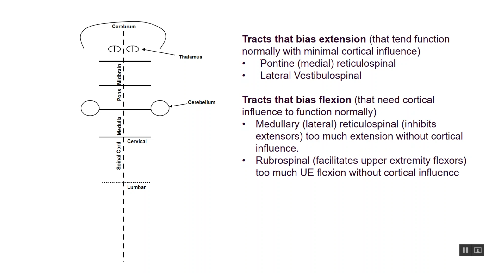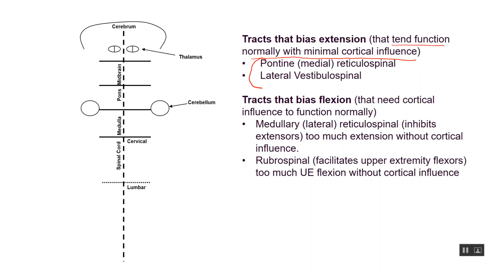These 2 in particular, the pontine reticulospinal tract and the lateral vestibulospinal tract, tend to help maintain extension, and they do a pretty good job of that. They tend to function pretty normally even with minimal cortical influence. They do their job the same whether your cortex is working or not. So those are tracts that bias extension.